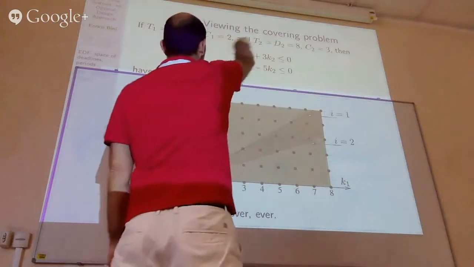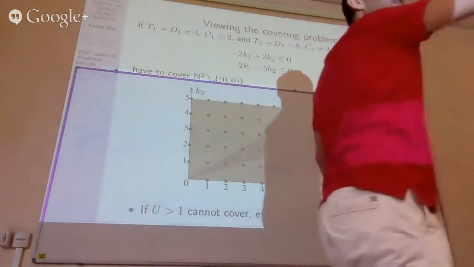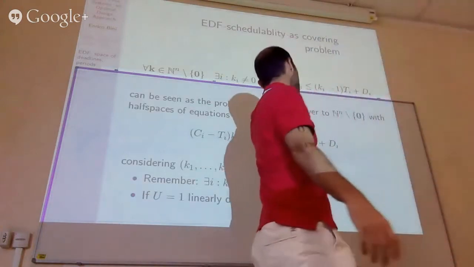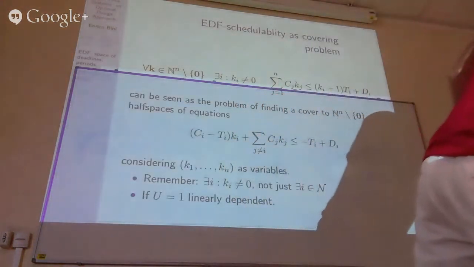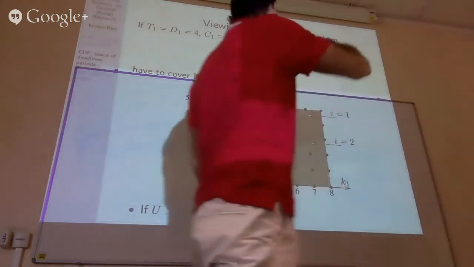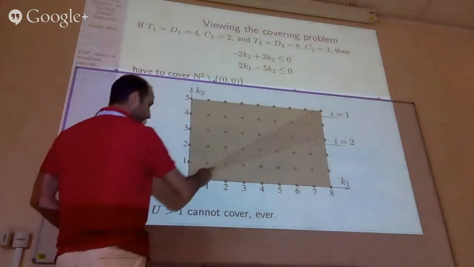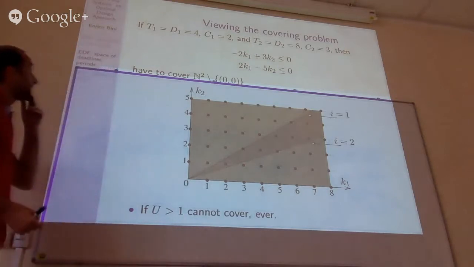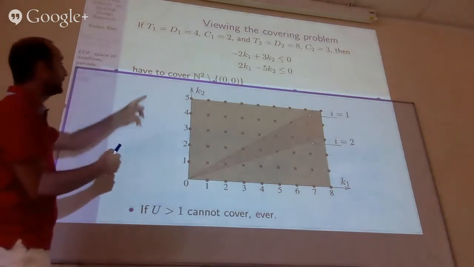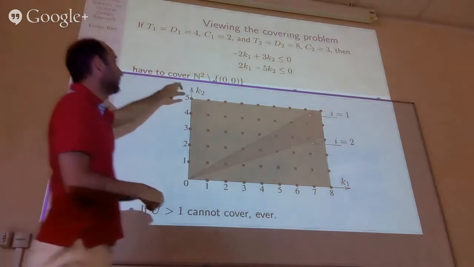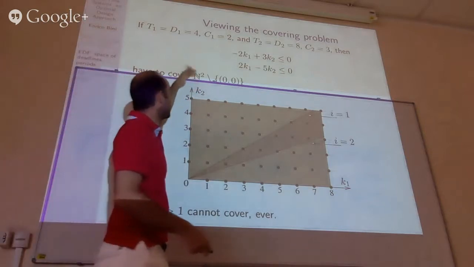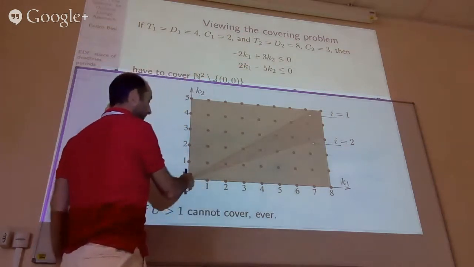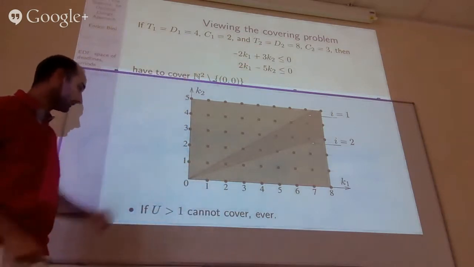Since I have deadlines equal to periods, I have zero on the right hand side. You see here, this minus the Ti plus the Ti. So if they are the same, then you have zero. If you have zero, then basically the linear inequality goes through zero. Then basically you have to cover all the natural numbers squared, except 0, 0, so we don't care about covering this point.